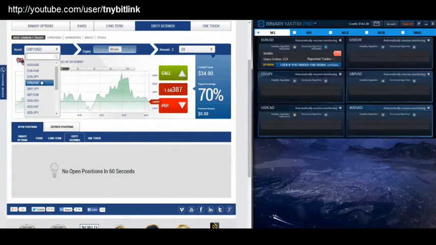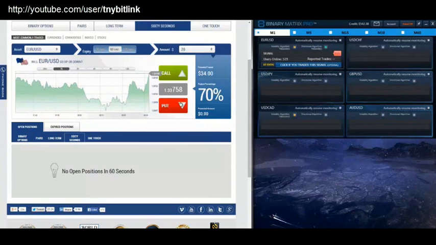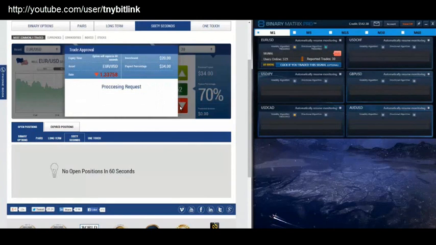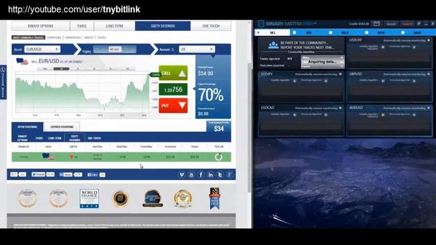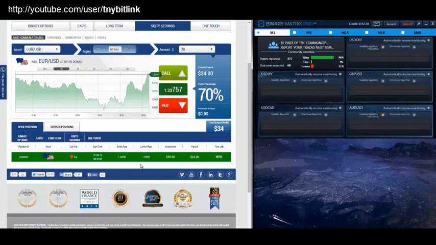All right, we've got a Euro USD put. We are approved, and let's see. Okay, so we've got a put signal on Euro USD. You can see we've got a bit of a peak there, and it's starting to come down, and it is below the strike rate, so this will be a win if it holds. And in fact, it has. $34.